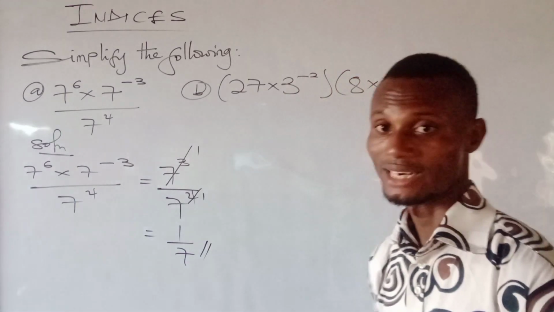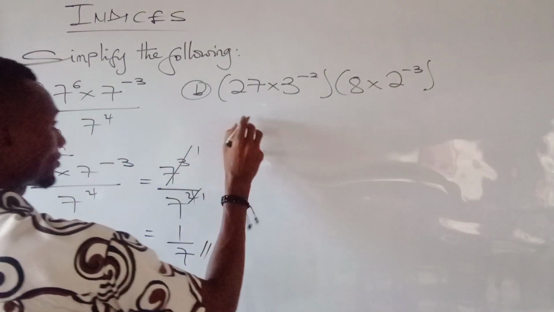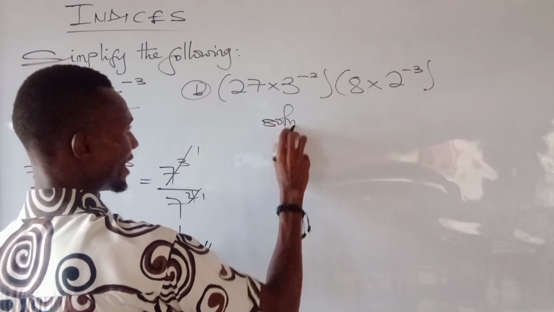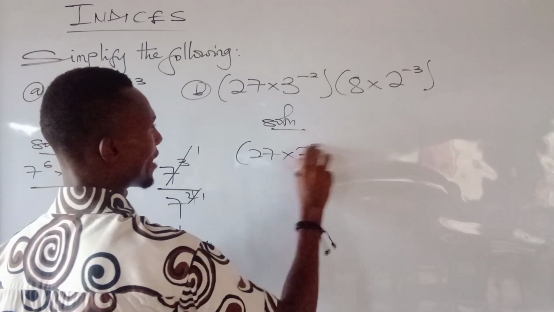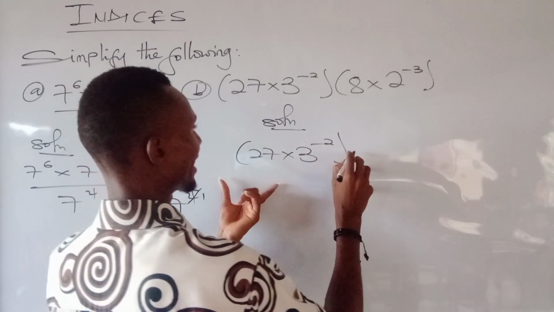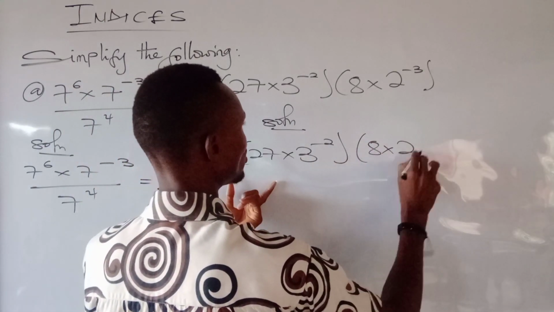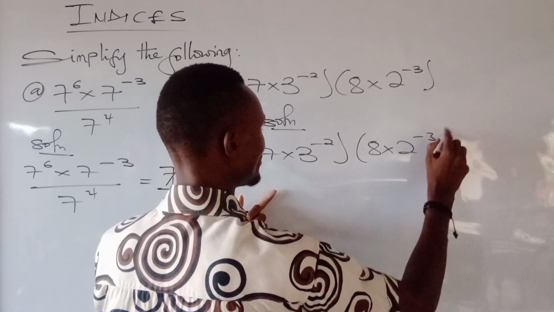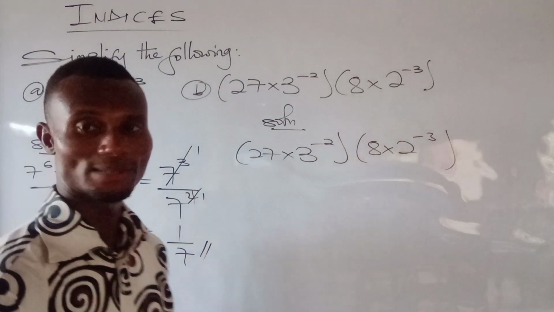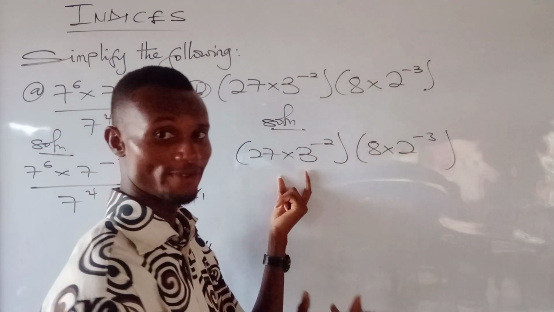Now let's tackle the B as well. So the B, let me write my solution and let's do it together. So I have 27 times 3 to the power negative 2 in one bracket, then in another bracket 8 times 2 to the power negative 3. So the two brackets means they are multiplying. So let's focus on dealing with what is in the bracket first.